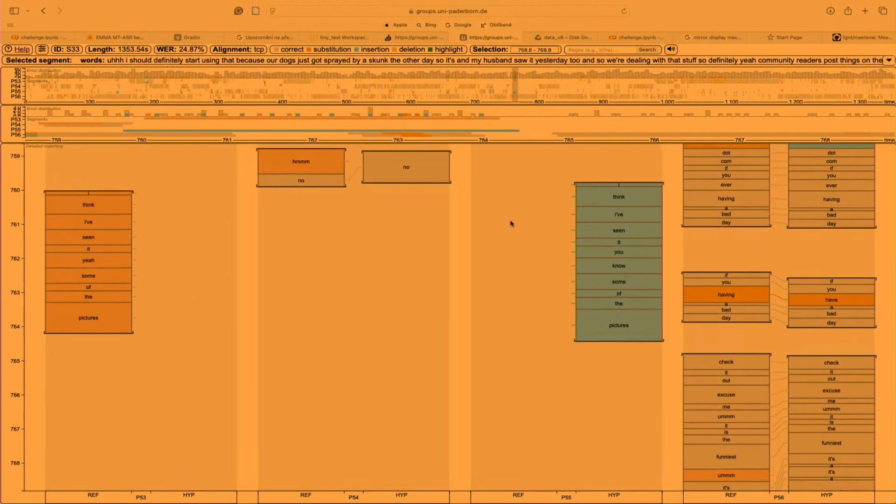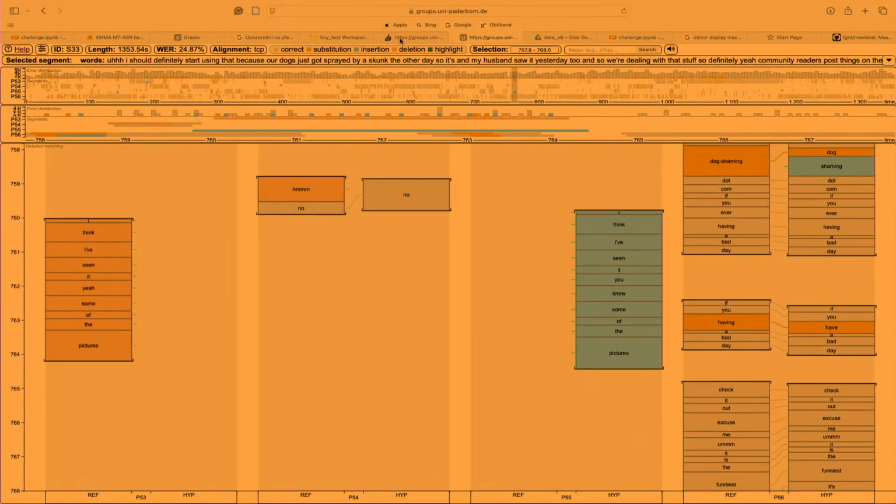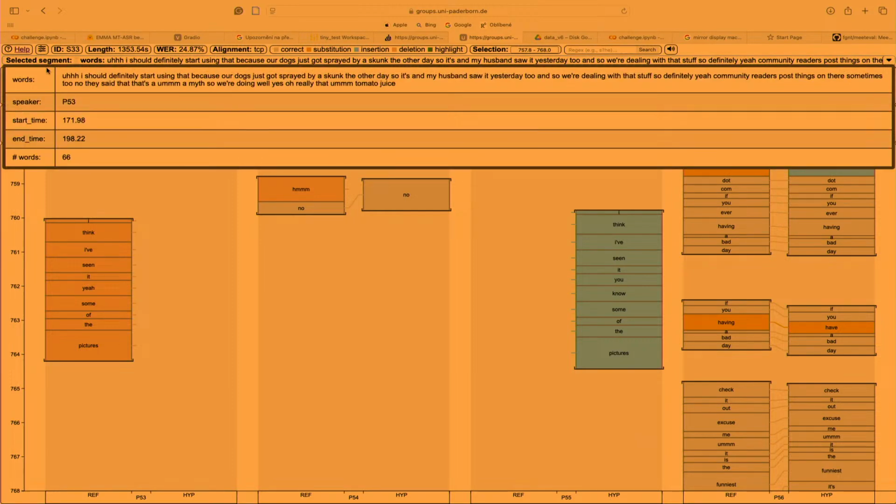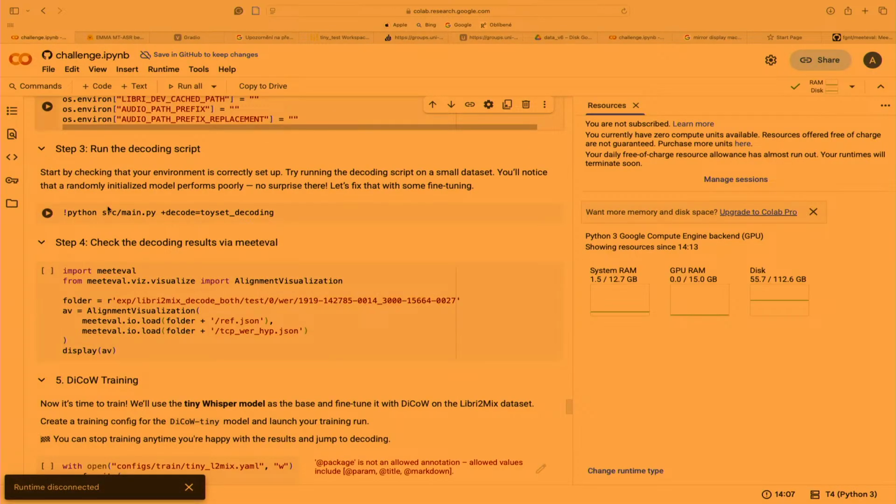Oh, so here it's just switch the speaker. So you got penalized because your speaker attribution is incorrect. So here you got deletions, and here you got insertions. With the blue regions, you can also find some hallucinations, but I believe here there are none. Yeah, so it's very nice too. I recommend to use it.